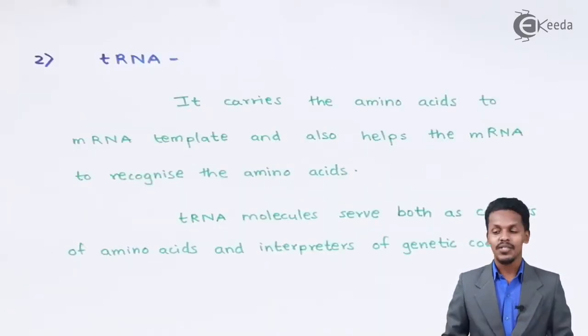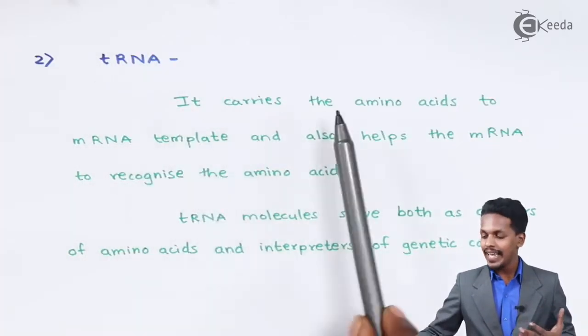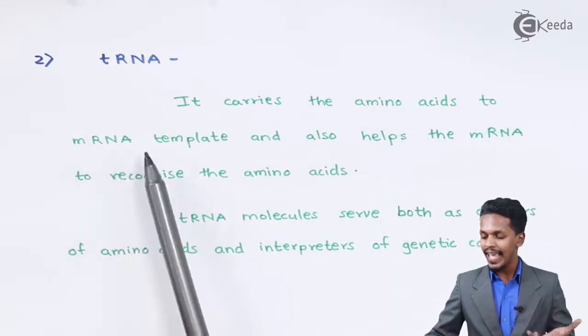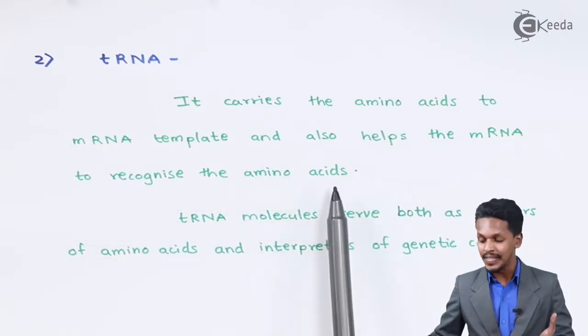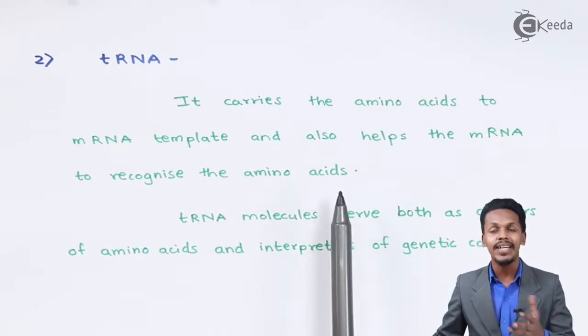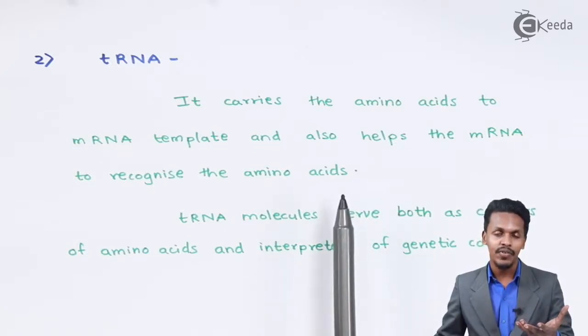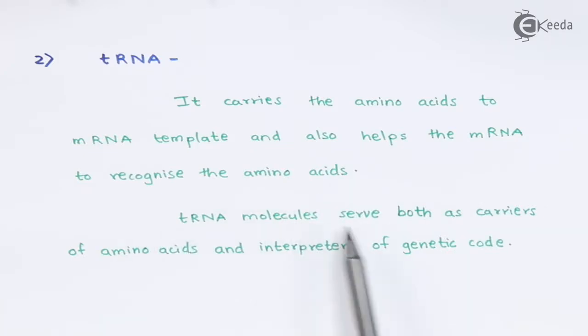The next is tRNA, which is also known as transport RNA. It carries the amino acid to the mRNA template and also helps the mRNA to recognize the amino acids. So it behaves not only as a carrier, you could say, but it also behaves like an interpreter over here. That's the reason tRNA molecules serve both as carriers of the amino acids as well as interpreters of the genetic code. Therefore this plays a very vital role. And now let me discuss the last one.